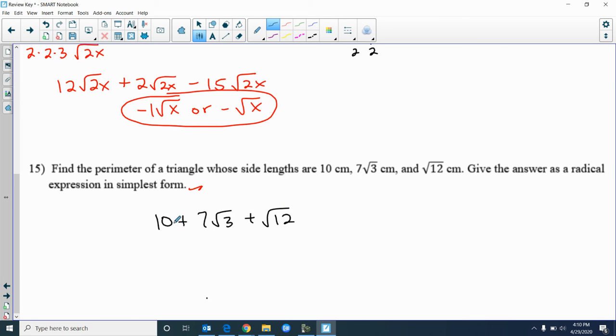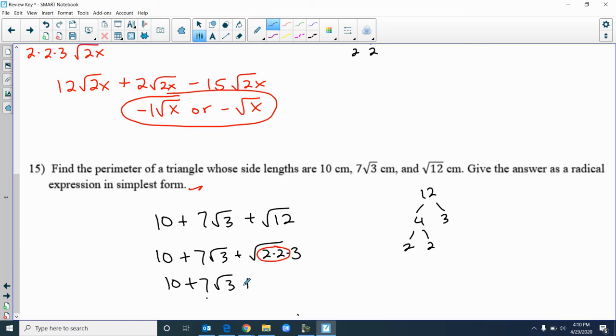10 is just going to be 10. That's never going to change. 7 square root of 3. 3 does not reduce, but 12 does. 12 is 4 times 3, which is 2 times 2. So I get 10 plus 7 square root of 3 plus 2 times 2 times 3. Okay, got 2s in common. That goes out. So I get 10 plus 7 square root of 3 plus 2 square root of 3.